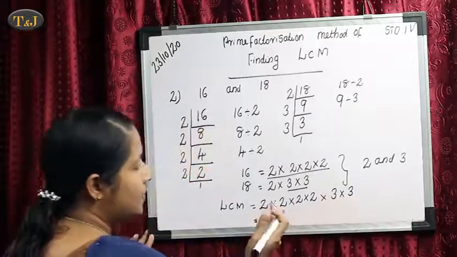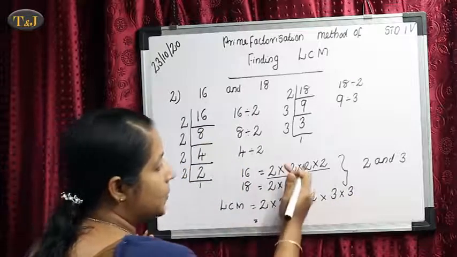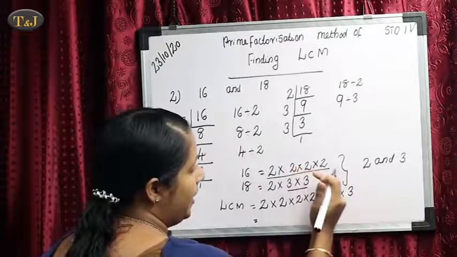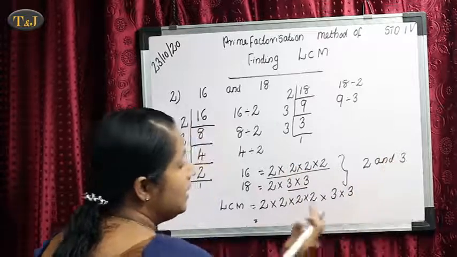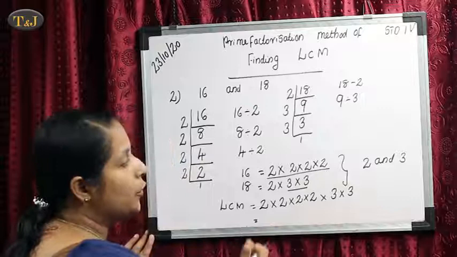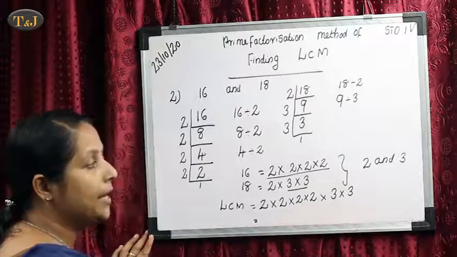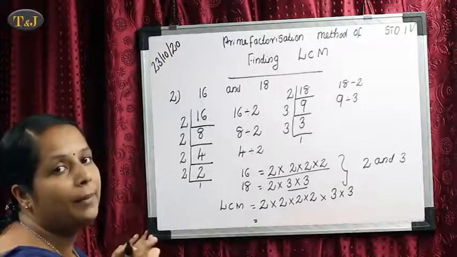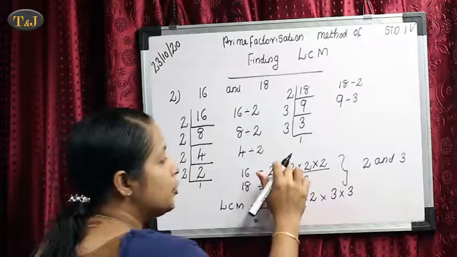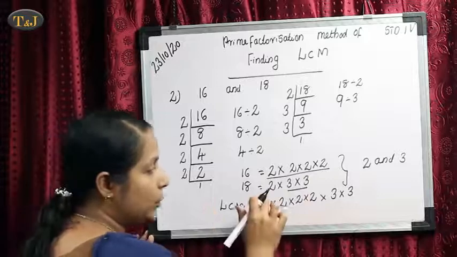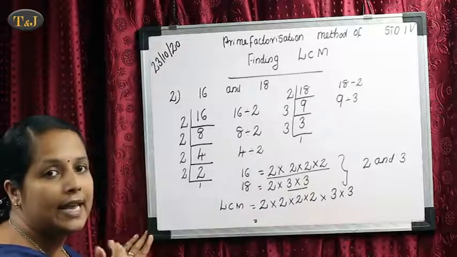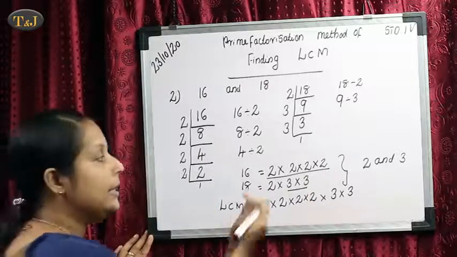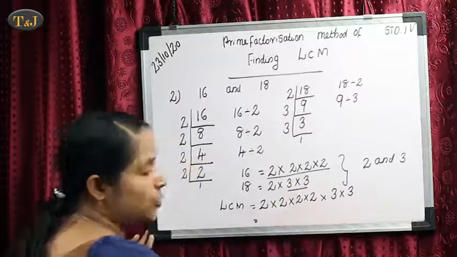Okay. First, we are selecting the prime numbers of 16 and 18. Here our prime numbers are 2 and 3. The LCM means the product of these prime numbers that appear the maximum number of times. Very, very important point: maximum number of times. Here 2 is repeated 4 times and here 2 is repeated 1 time. So, we select maximum number of 2. That means we are selecting 4 times 2 here.